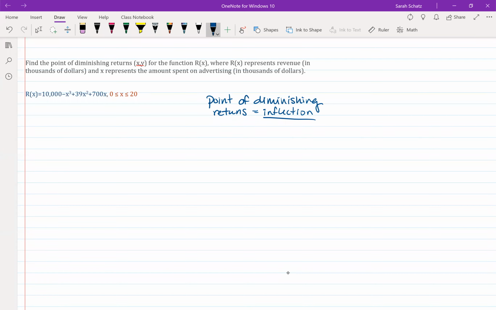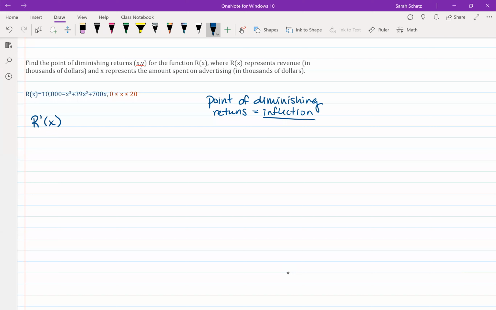Okay, so because you see point of diminishing returns, you know that your only goal on this one is to take the first and then the second derivative, set the second derivative equal to 0. That's going to give you your point. So let's see what we get. Let's take the first derivative.